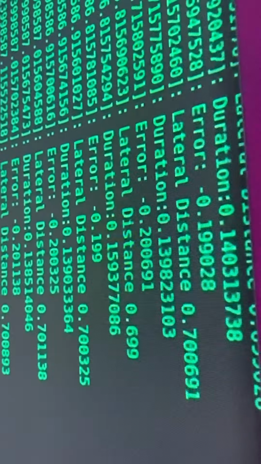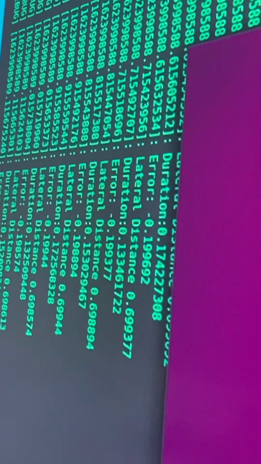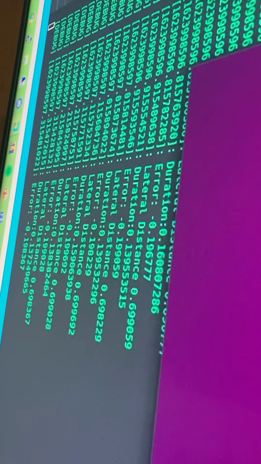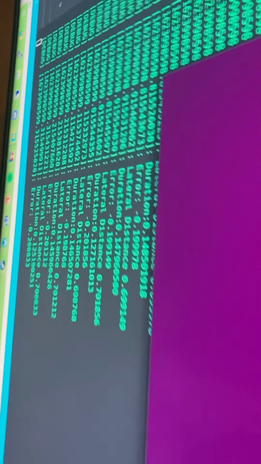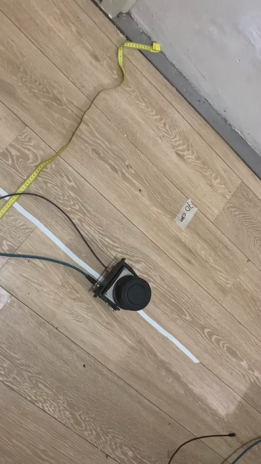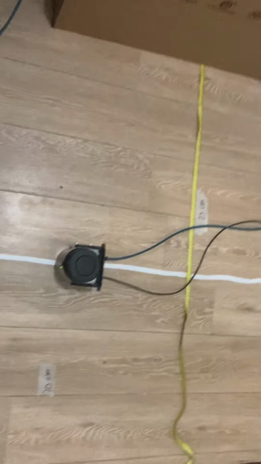And now it's reading 69 and 70, around that range, but that's probably because my positioning is not perfect, but the error it's calculating is correct. This is the entire setup.